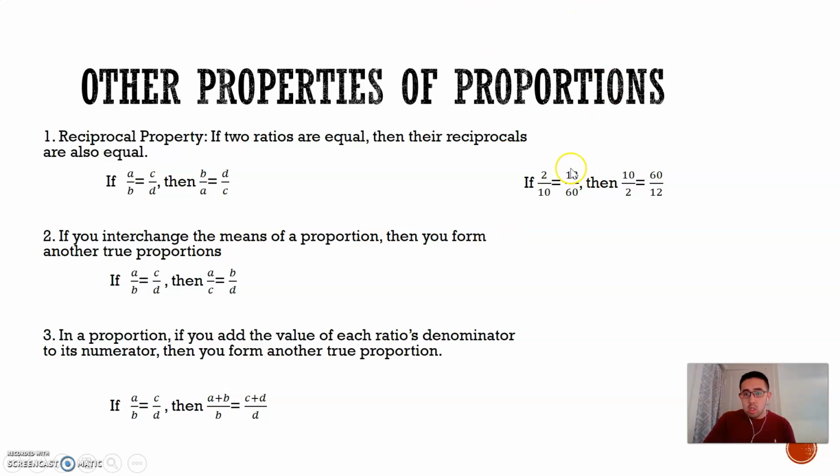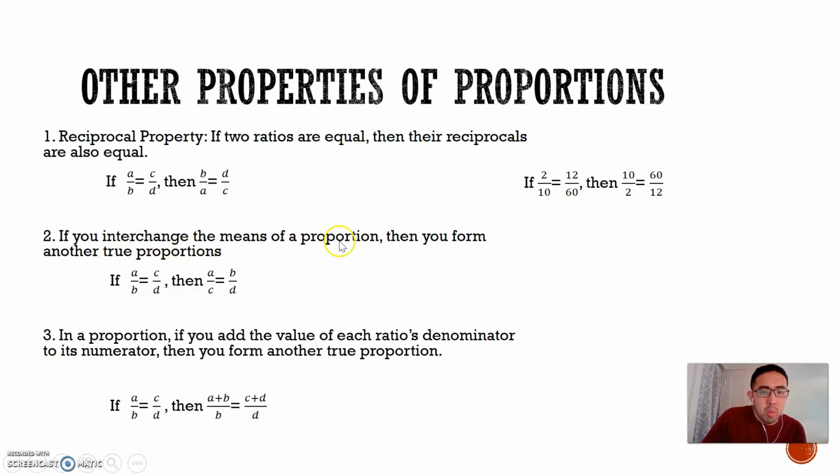Now, it's important to note that this is not the same as this. The only thing that this property is saying is if this is true, this is also true. Notice this is equal to 1/5 and this is equal to 5, so they're not equivalent. It's just that when you flip it, it's still a legitimate proportion.